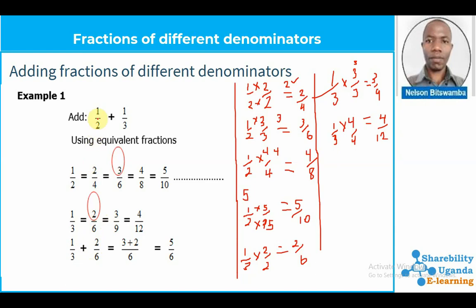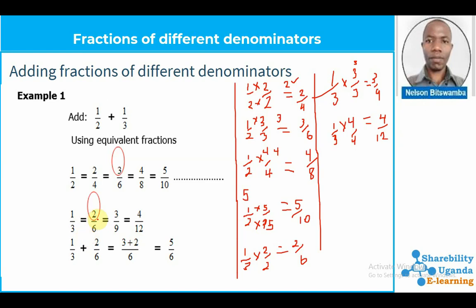So we shall say this 1 out of 2 and 1 out of 3. You are going to say 1 out of 3 plus 2 out of 6, and we shall get our common numerators.